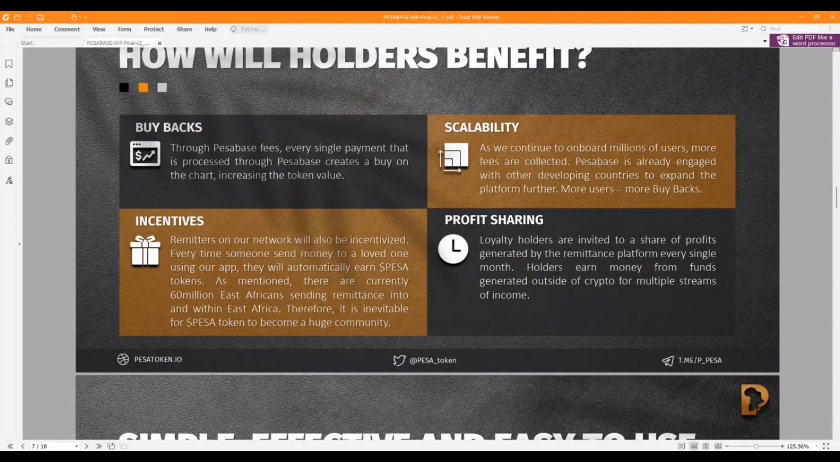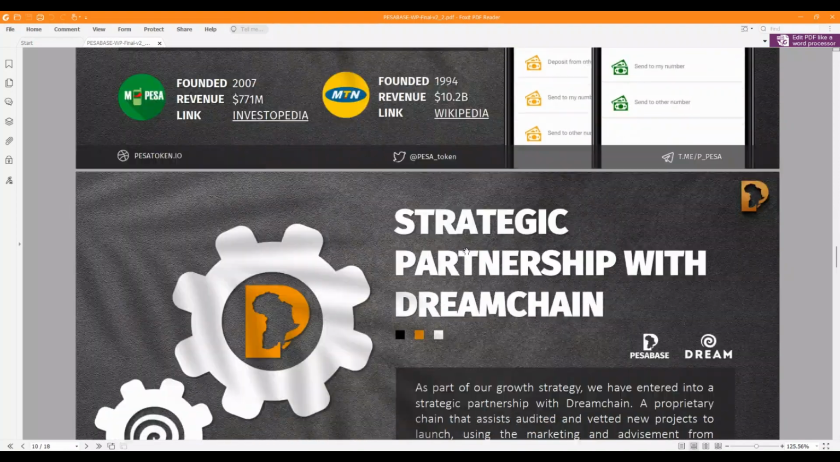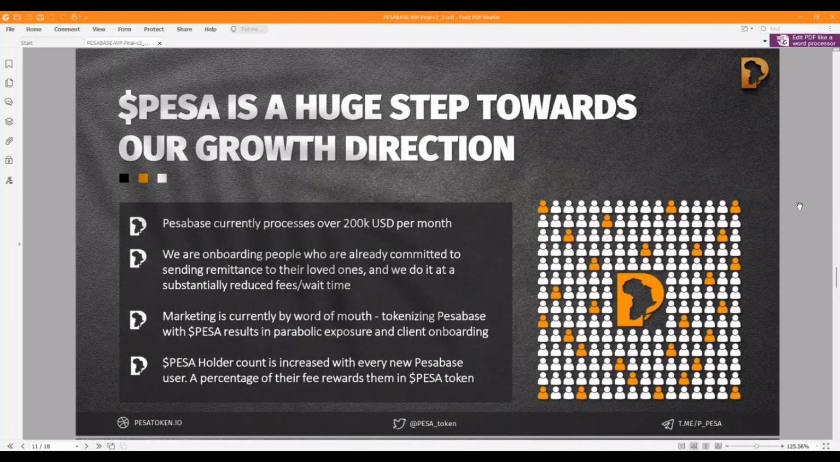Incentives. So remitters on our network will also be incentivized. Every time someone sends money to a loved one using our app, they will automatically earn Pesa tokens. As mentioned, there are currently 60 million East Africans sending remittance into and within East Africa. Therefore, it is inevitable for Pesa token to become a huge community. So you can see the information that is put forward into the white paper. Okay, are you following through, guys?